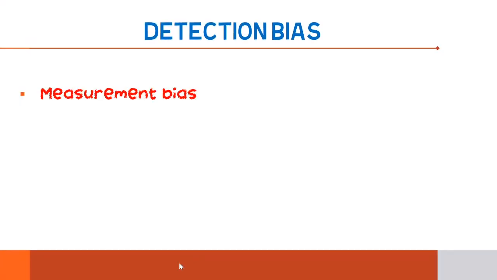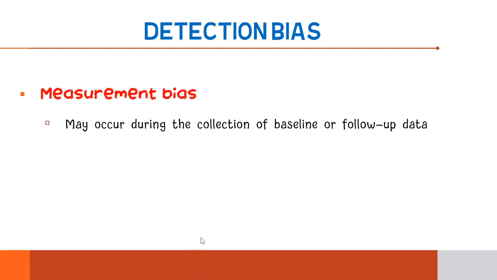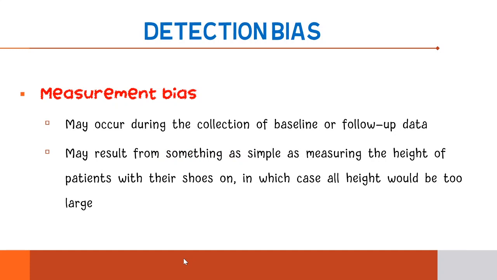And with the detection bias, under it is the measurement bias. So it may occur during the collection of baseline or follow-up data, and it may result from something as simple as measuring the height of patients with their shoes on, in which case all height would be too large.